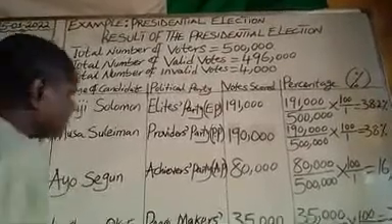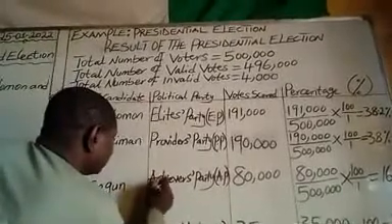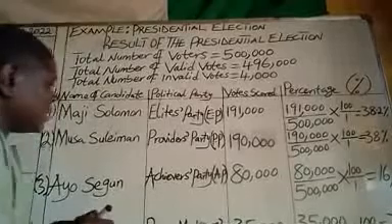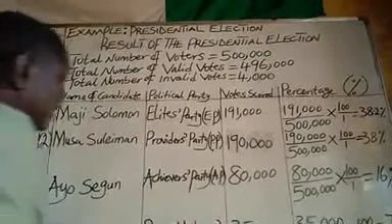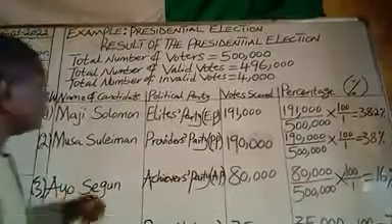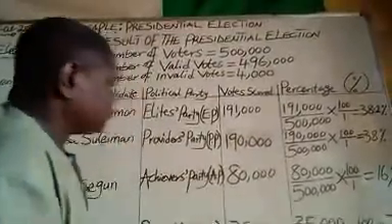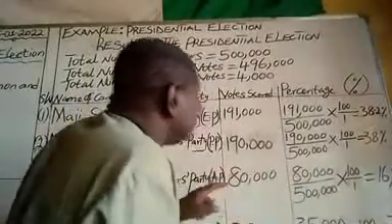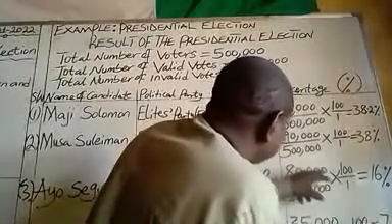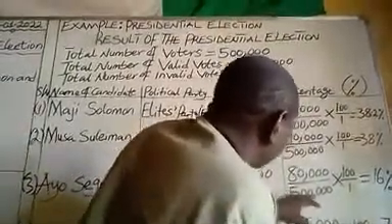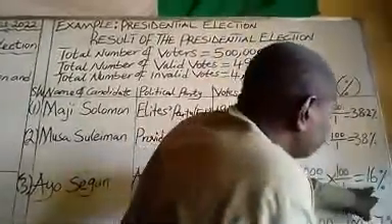Ayo Segun. Look at the political party. Achievers Party, AP. Scored 80,000 votes. Okay? Look at the percentage. 80,000 over 500,000 times 100 over 1. He got 16%.